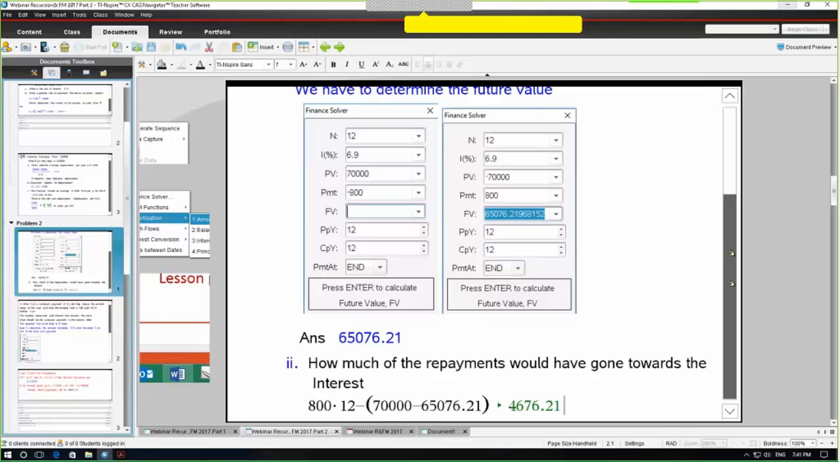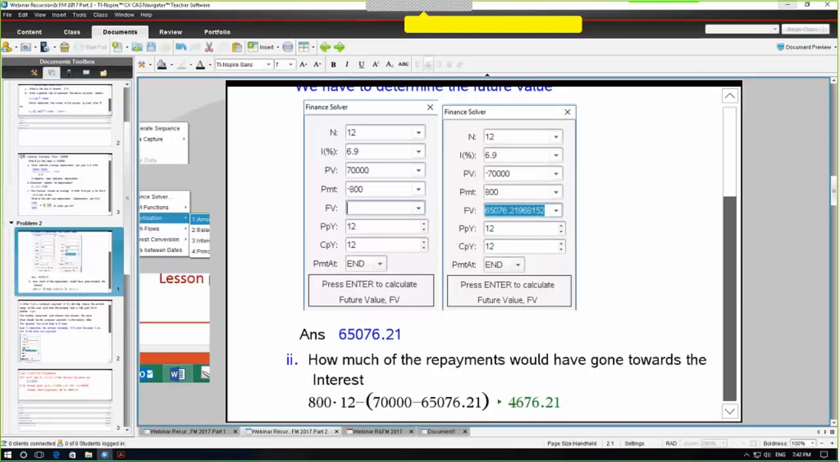And we are looking at the future value. And basically it gives us the future value as 65076. And you could use that as negative and payment as positive. Both ways you'll end up with the same answer. So you could use either of the options. So the question was, how much of the repayments would have gone towards the interest? So what you're paying is 800 per month into 12 months. So you have paid that amount, and then you take this difference, and that will tell you the interest. So if you have the question in front of you, it would probably make more sense.